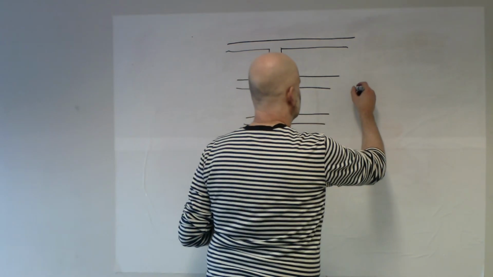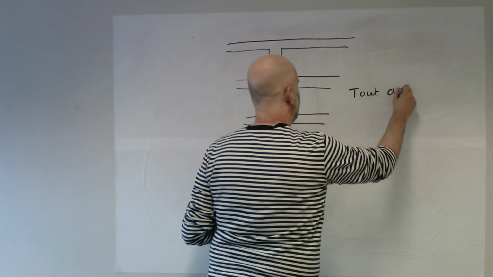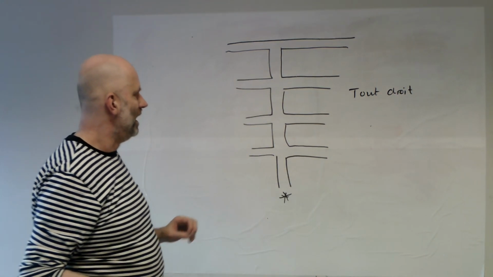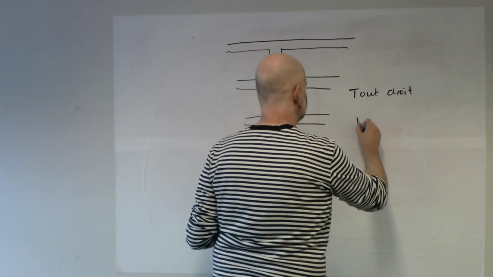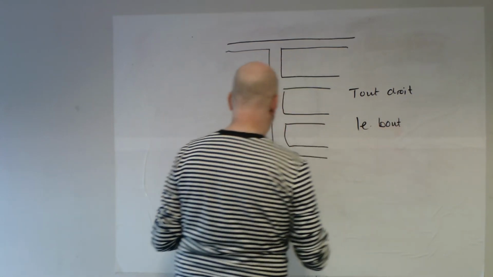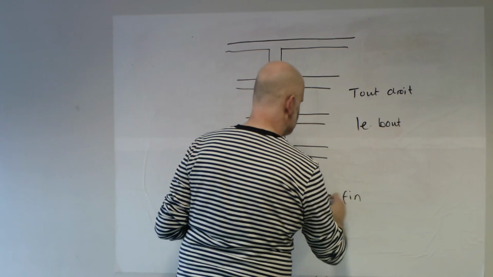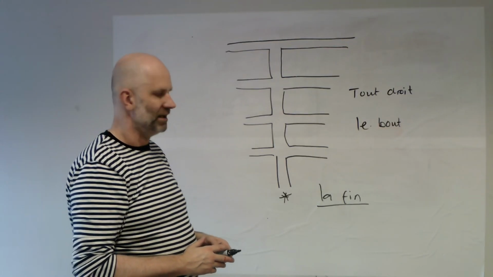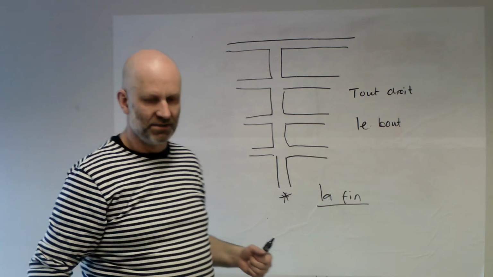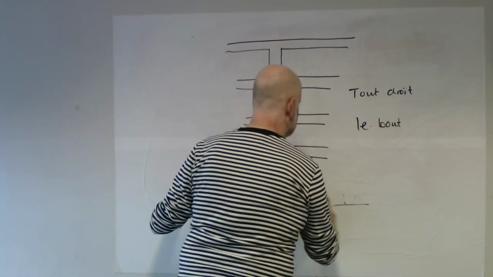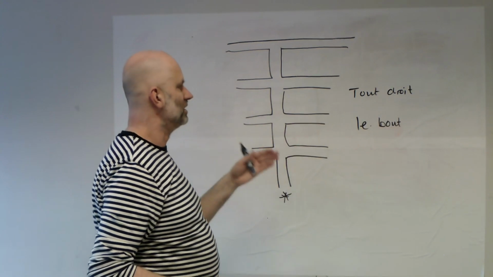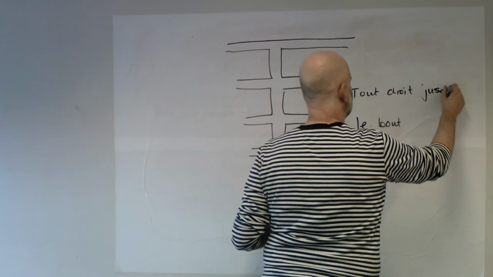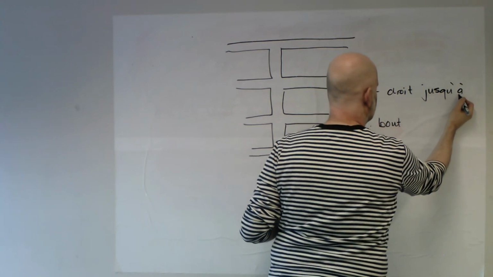So, tout droit, straight on, tout droit. Now, the end is le bout. Now, you've also got la fin, but that's to do with time. So if you mean the end, like the end of the road, then it's geographical. It's le bout. So if you want to say, basically you say straight on until. So until is jusqu'à. Now, jusqu'à contains à, but when you combine à with le, it becomes au.